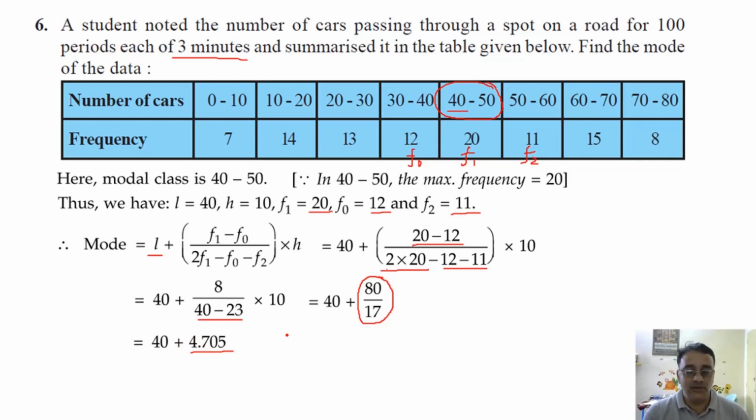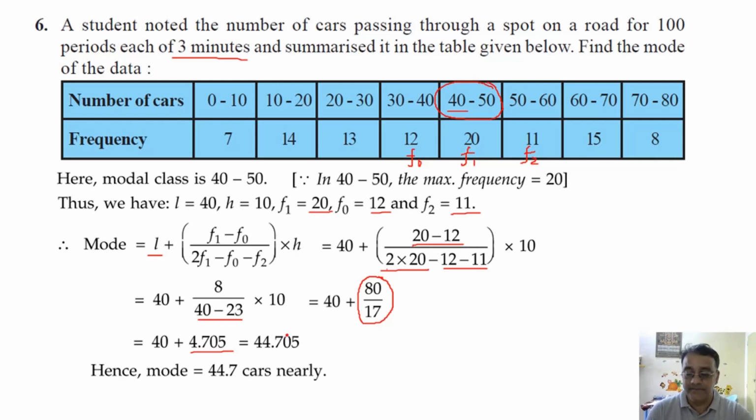Hence, the final answer is 44.705, approximately 44.7. Hence, the mode is 44.7 cars nearly. So, any doubt in this question? No, sir. So, this is the last question of today's session.